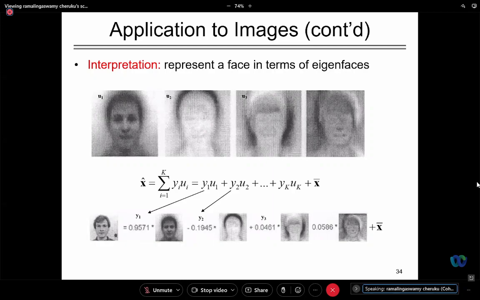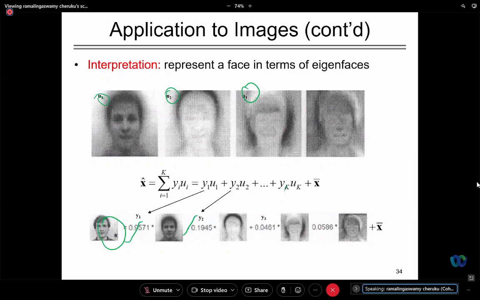Now, how can I interpret this? How can I represent a face in terms of eigenfaces? This is my actual face. This face is represented with the help of other faces V1, V2, and V3. We represent a face in terms of eigenfaces. So V1 is nothing but the face of this guy, V2 is the face of this guy, and Vn is the face of the kth guy.